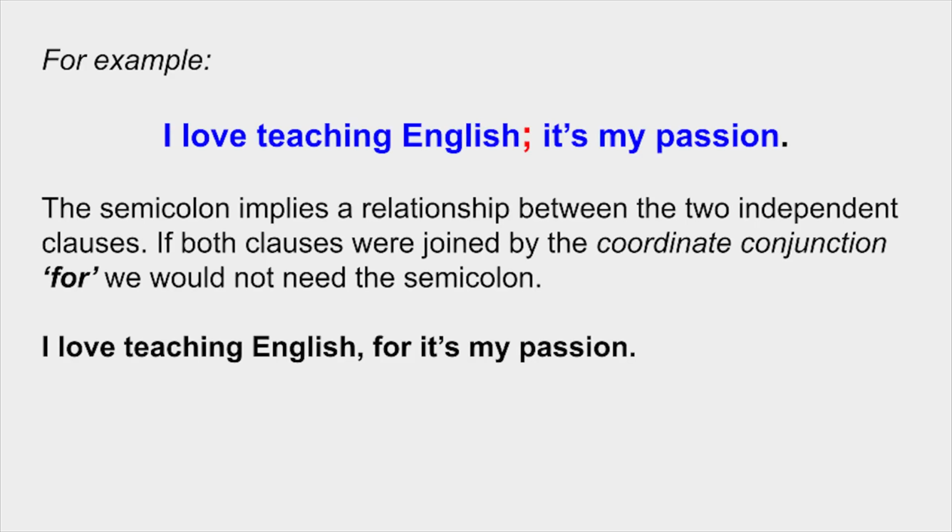An example for rule number 1 is, I love teaching English; it's my passion. The semicolon implies a relationship between the two independent clauses. I love teaching English is one independent clause, and the next independent clause is it's my passion. The semicolon comes at the end of the first clause. If both clauses were joined by the coordinate conjunction for, we would not need the semicolon. Our sentence would read, I love teaching English, for it's my passion.